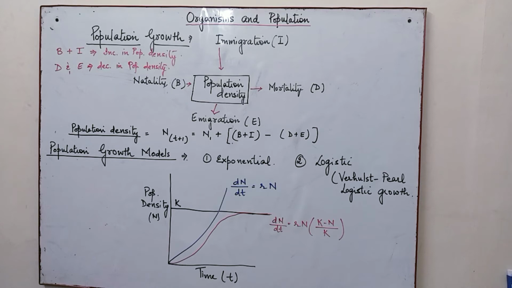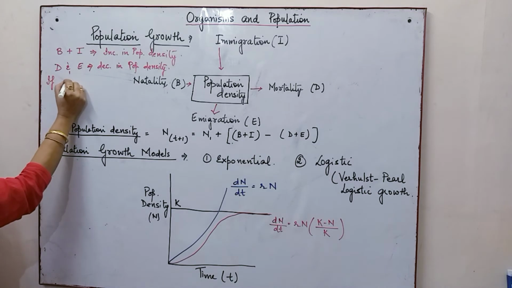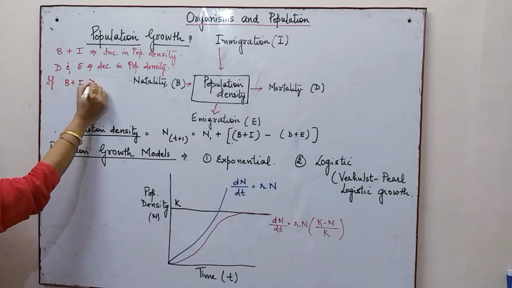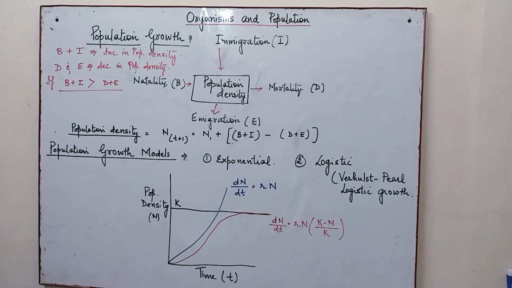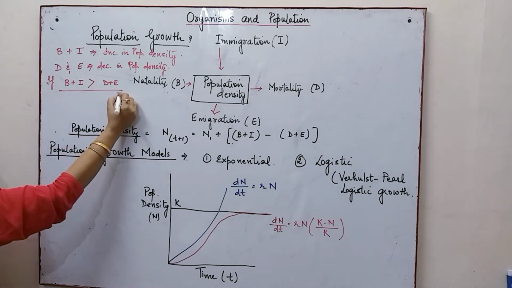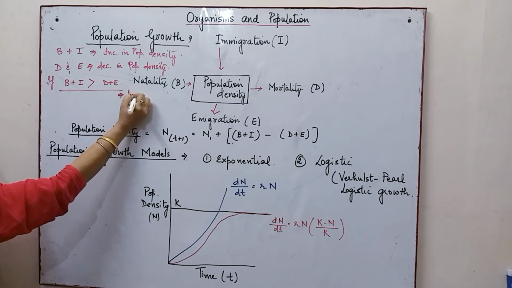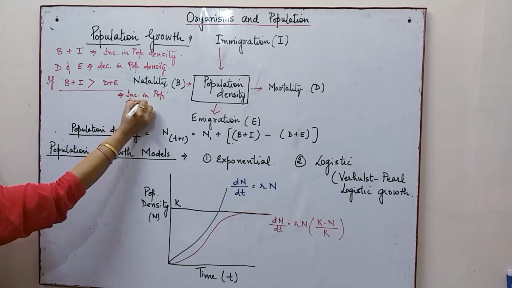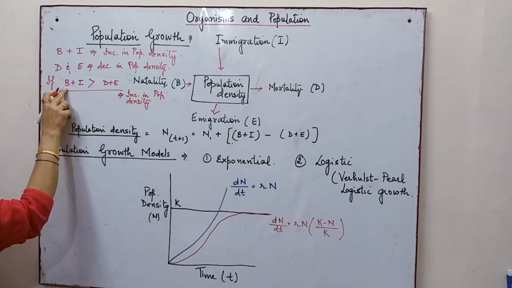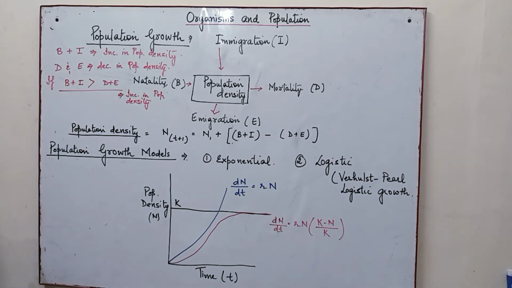So from this we can conclude that if B plus I is greater than D plus E, then obviously the population density will increase. So if this happens, then the result will be an increase in population density. But if the birth rate and the immigration is less, then the opposite will happen.